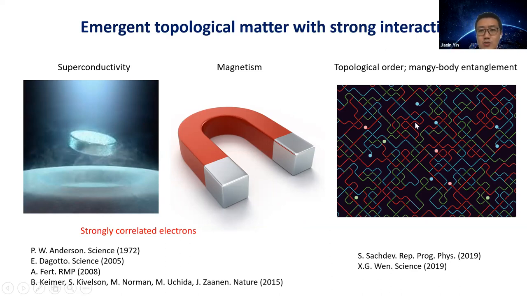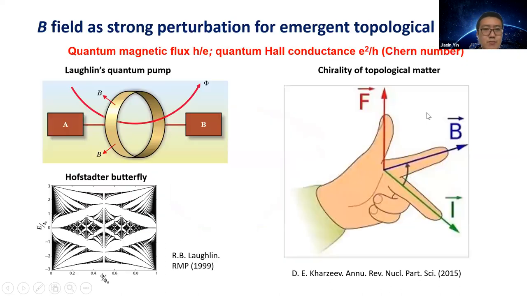On the theoretical side, there is also a clear direction, that is to search for topological order or many-body entanglement. But how to address this topological order or many-body entanglement from a spectroscopic point of view is still a frontier question. So phenomenologically, how do we perturb or probe these new candidates for quantum materials is a challenge.